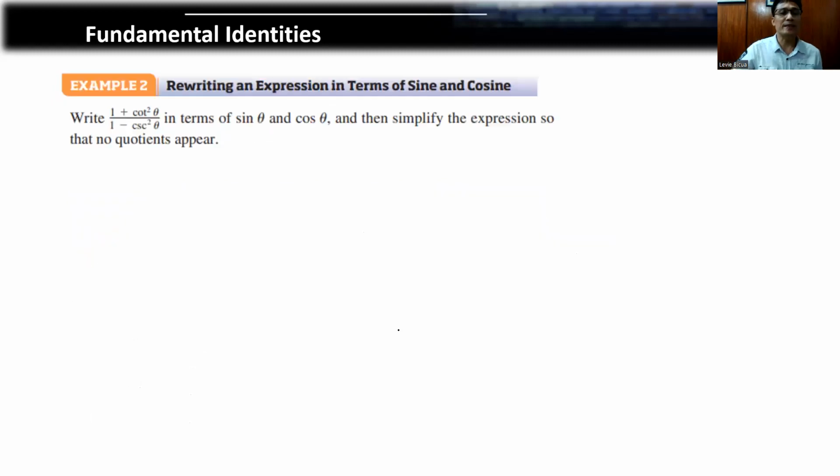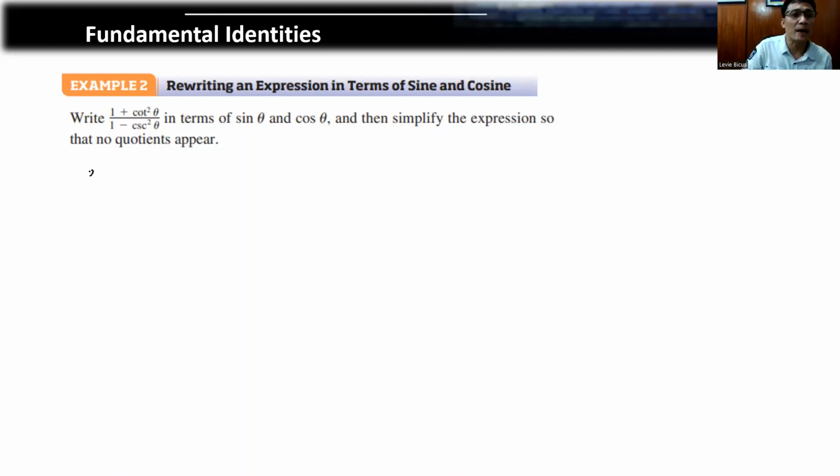Now proceed to the second example. Here we use the trigonometric identities in rewriting an expression in terms of sine and cosine. In this case, the trigonometric identities will be useful in writing a complicated expression into a simpler expression, right? And here it suggests that we're going to express them in terms of sine and cosine.